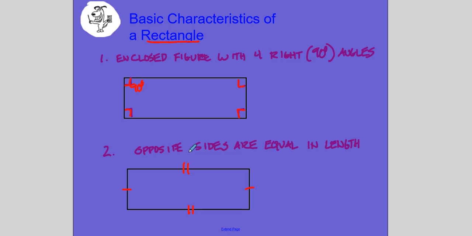The other basic quality or characteristic of a rectangle, which follows from the first one, is that opposite sides are equal in length. So these two tick marks mean this side and this side are congruent. Congruent means same shape and size. And these two here with the single tick mark, these sides are congruent.